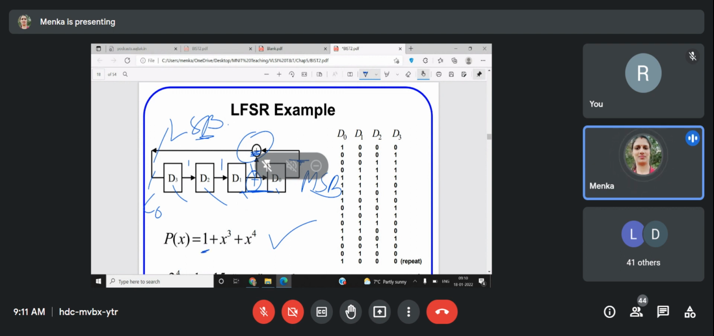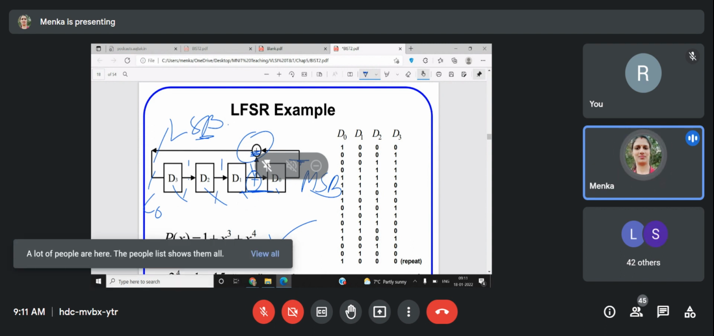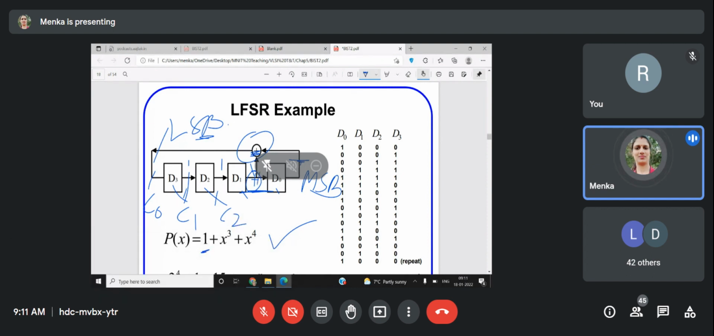So 1 plus C0x means 0. C0x squared, this is C1, this is C2. Both of these are 0, C3 and C4. So C3, C4 are 1. So that's why C3 x cube plus C4 x raised to power 4. That's how you have calculated the polynomial.